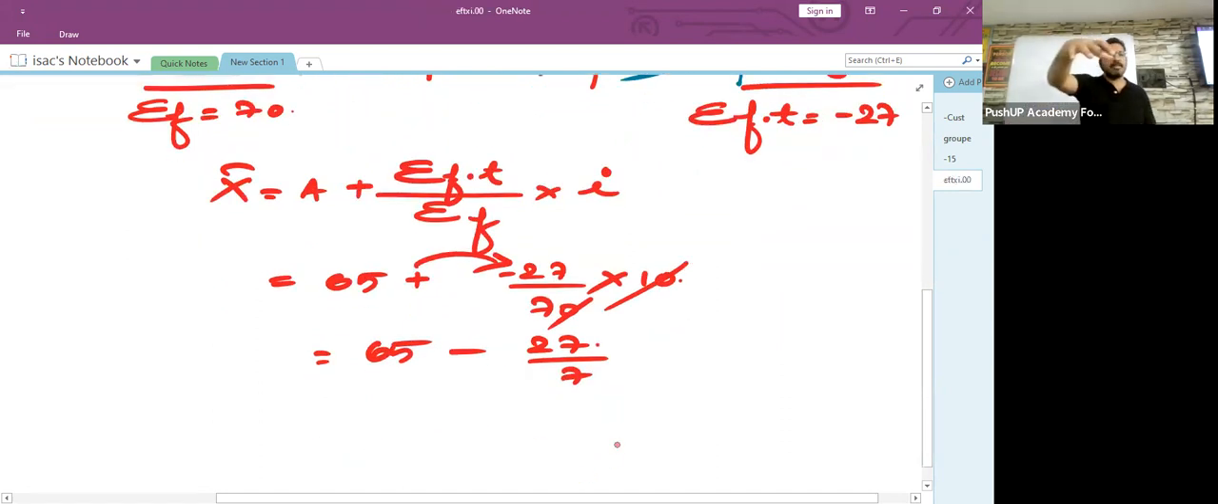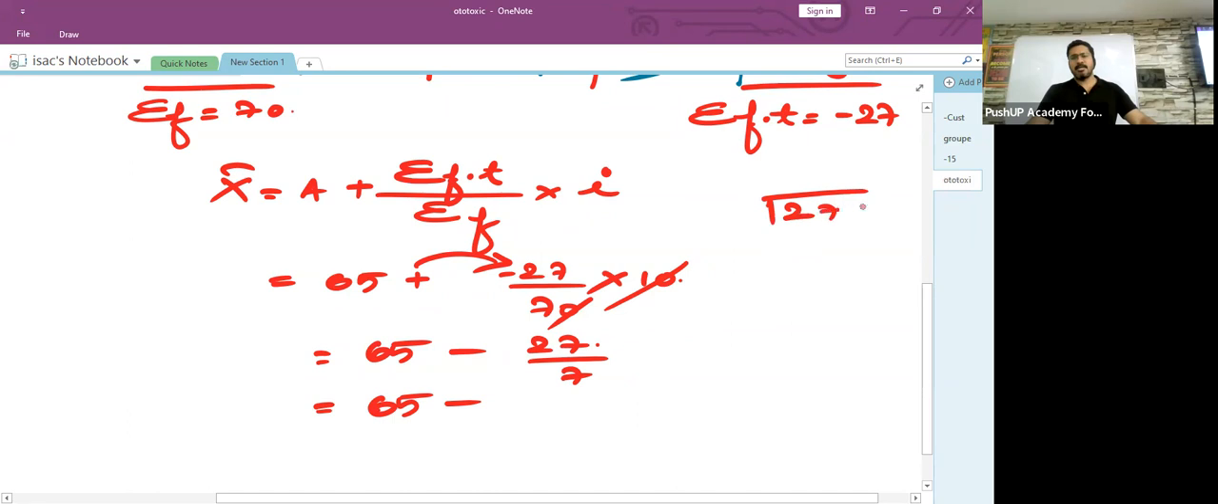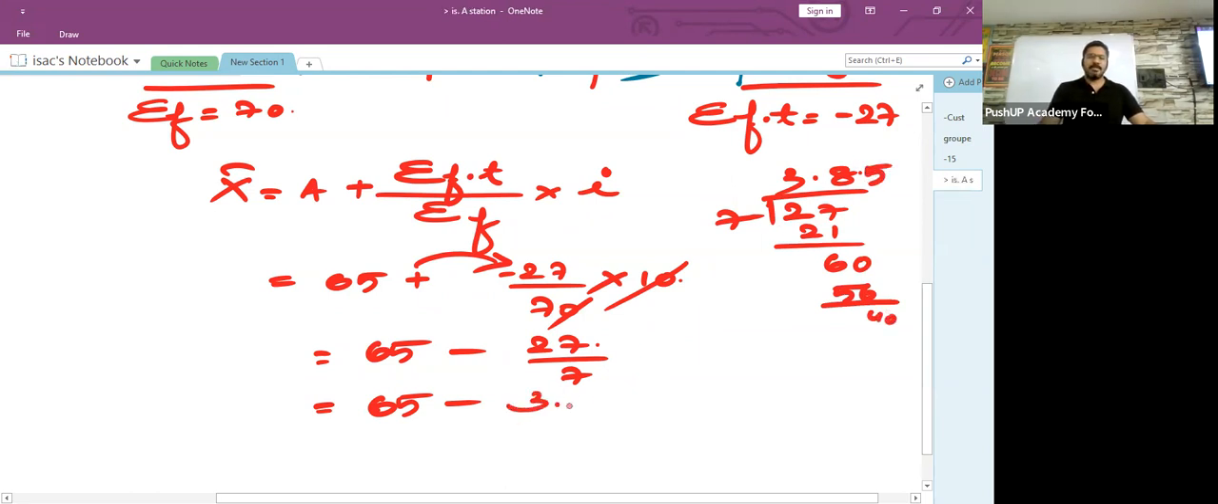I hope nobody needs help in this. Plus minus becomes minus and 27 divided by 7. How much is it? One decimal value, just one decimal. Okay. How much is 27 divided by 7? 7 threes are 21. Balance 6. 7 eights are 56. Balance 4. 7 fives are 35.